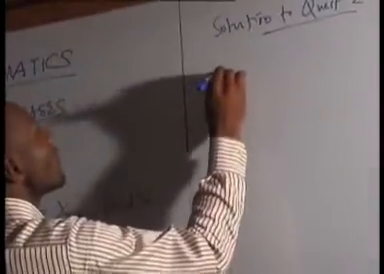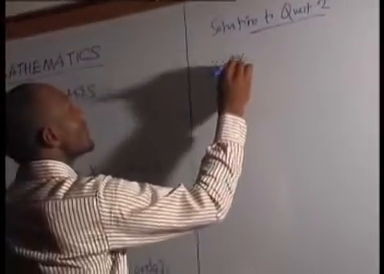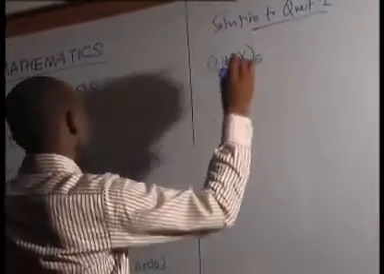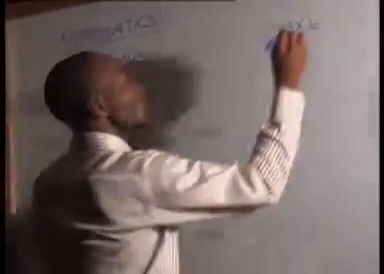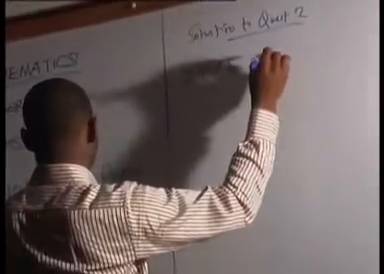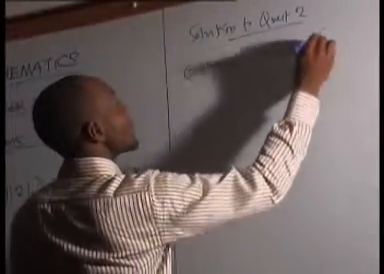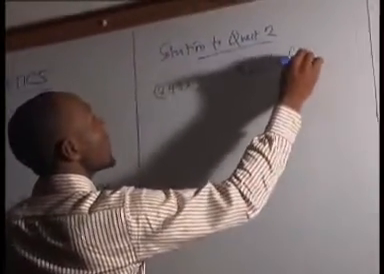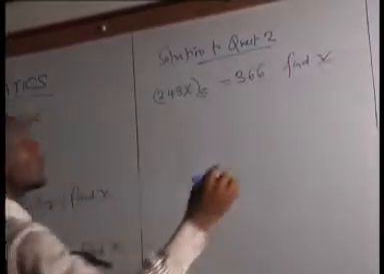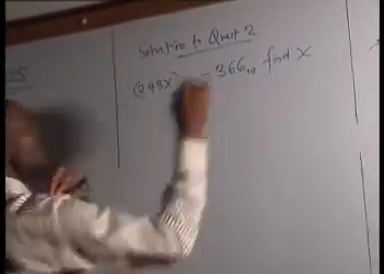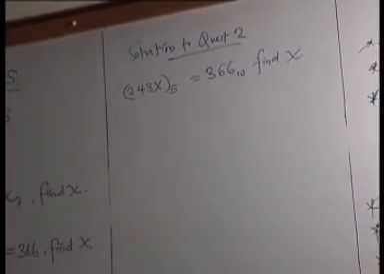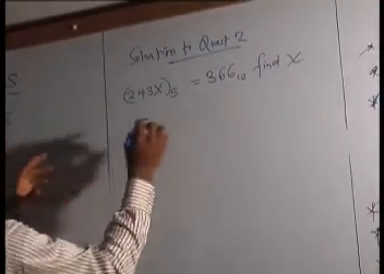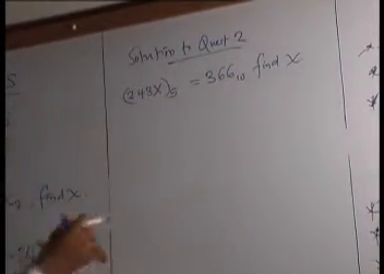If 2, 4, 3, x, everything is in base 5, equals 366, find x. Hope you know 366 is in base 10. So the first thing we do, your normal conversion, is change it to base 10.